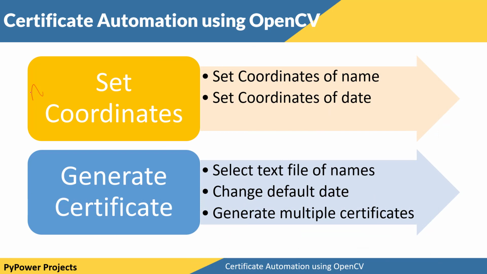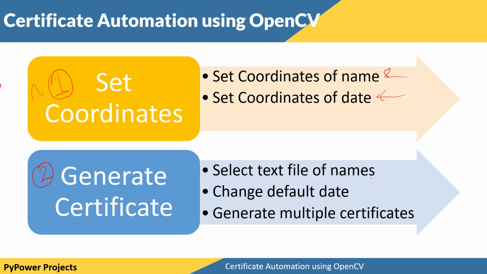We'll learn this project in two steps. First is set coordinates and second is generate certificate. Yes, set coordinates: you have to set the coordinates of name and date. You have to just double click on the soft copy of your certificate where to write the name and where to write the date. And second step, generate certificate.